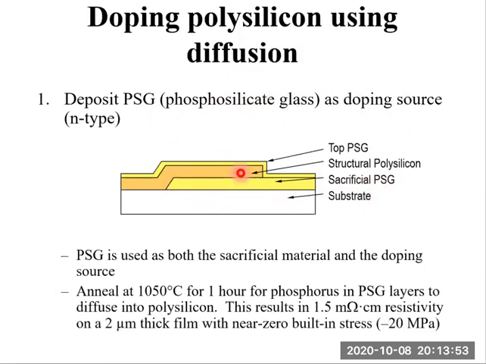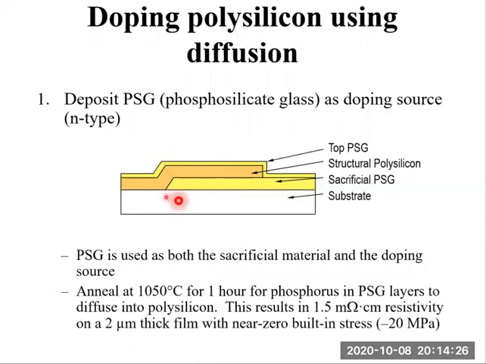Then deposit and pattern the polysilicon layer. This polysilicon layer serves as a structural layer. Then deposit the top PSG layer. So there are two PSG layers in this process. Note that the PSG is used as both a sacrificial material and the doping source. It serves two roles.